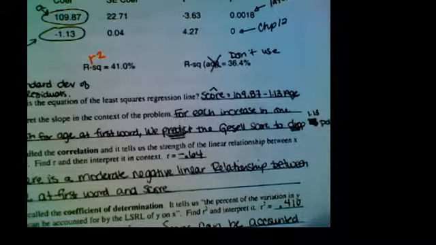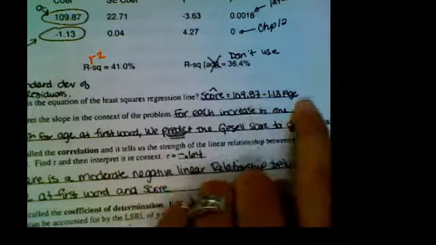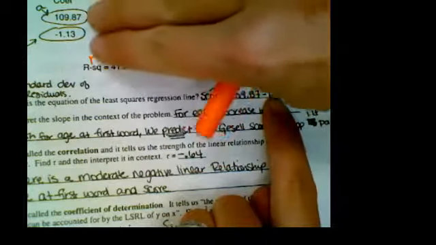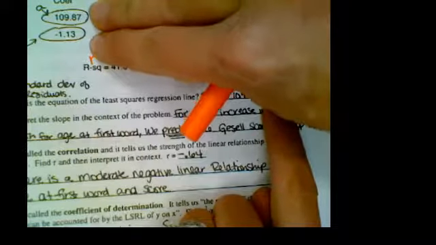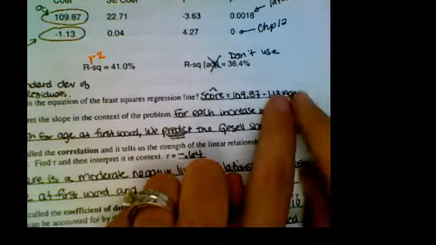So we did start these notes in class. I'm trying to get it closer so you guys can see it better. The very first one says, what is the equation of the least squares regression line? In context, I literally took the two numbers from our computer output and wrote them into the y equals mx plus b form. So we have, in context, the score hat. Our predicted score should equal 109.87 minus 1.13 times the age in months of the child that they were talking to.